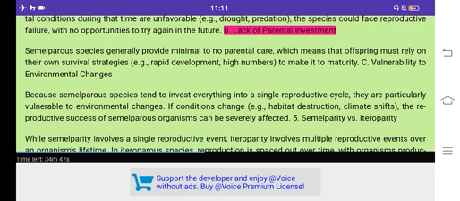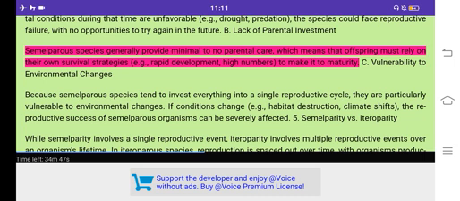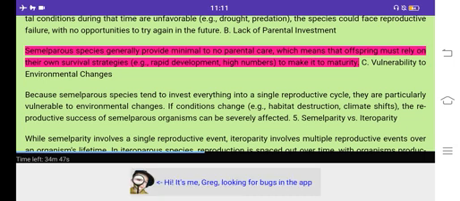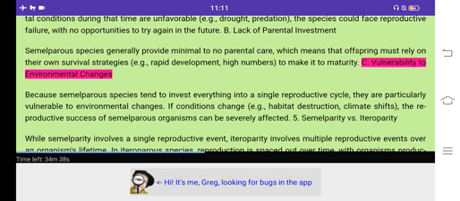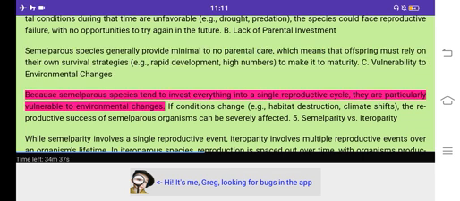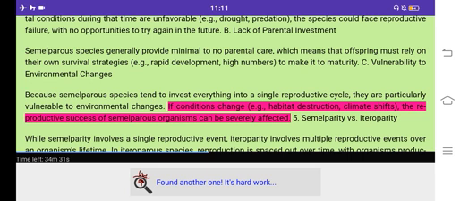B. Lack of parental investment. Semelparous species generally provide minimal to no parental care, which means that offspring must rely on their own survival strategies, e.g., rapid development, high numbers to make it to maturity. C. Vulnerability to environmental changes. Because semelparous species tend to invest everything into a single reproductive cycle, they are particularly vulnerable to environmental changes. If conditions change, e.g., habitat destruction, climate shifts, the reproductive success of semelparous organisms can be severely affected.